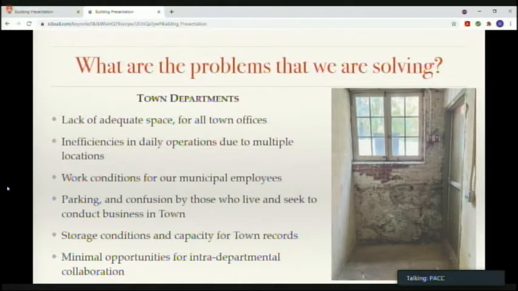If you go into the treasurer's office here in Town Hall, you can, at one point, if you literally step 3 feet to the right, drop about a foot, because that's how terrible the floors are in that portion of the building. We're looking at parking, and confusion by those who live and seek to conduct business in town.